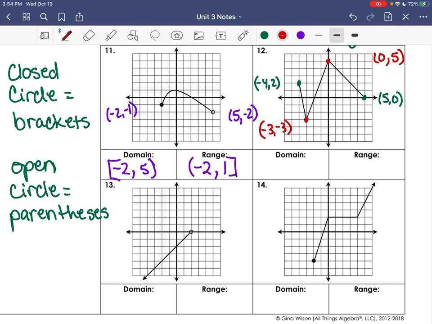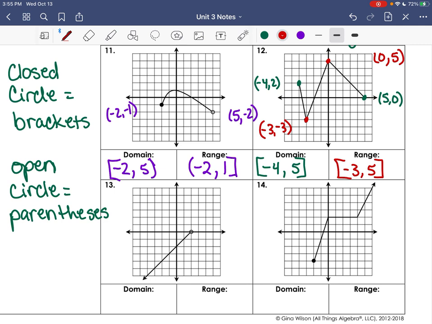All right, so the domain is literally how far left did we go to how far right did we go. So we're using these X values from those left and right ones. And those are both closed circles, so they get brackets. And then for the range, it's how low did you go to how high did you go. So we're using the Y values of the tallest and the shortest. So we've got brackets for those because they're closed circles as well.